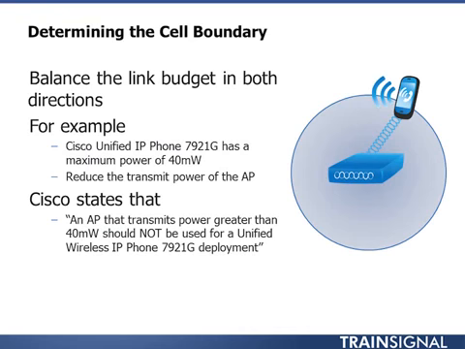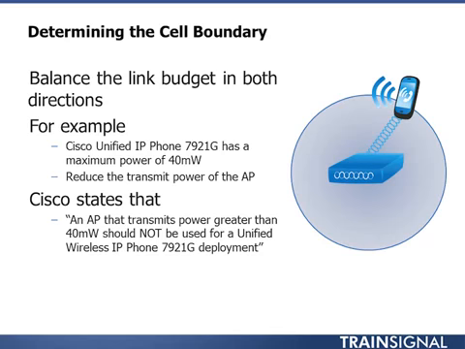Now, one of the things you want to do is to determine the cell boundary. And when you think about this, your access point maybe could go all the way up to transmitting at 1 watt. But if you have an IP phone, for instance a Cisco 7921G, that has a maximum power of 40 milliwatts. So even though the phone would be able to hear the access point, the access point can't hear the phone. And so you have to determine your cell boundary based on the weakest or the lowest power device that you have on the network.